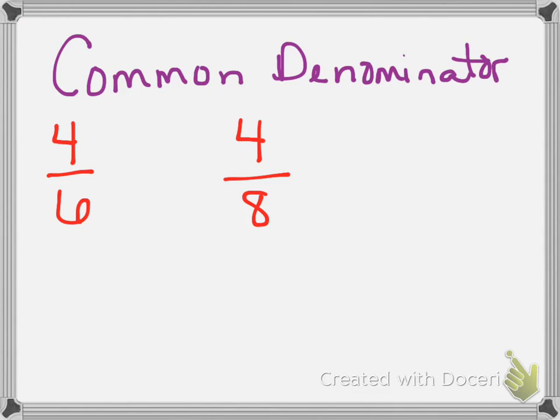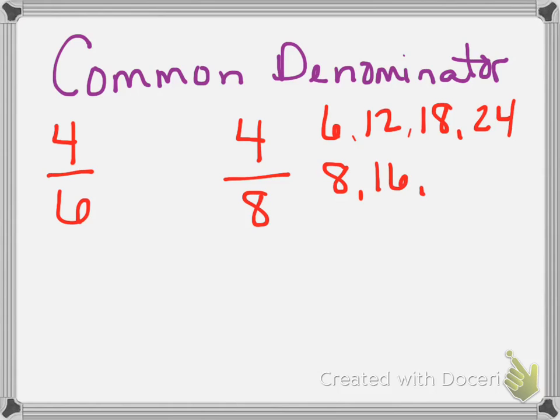And the next method is using a common denominator. I see that my denominators are 6 and 8, and I need to find multiples of each and find the most common one. So I'm going to take 6, 12, 18, 24. And I know in my head that 8 also goes into that, but you could have them listed if you want. 8, 16, 24. So I know that 24 is my least common multiple.